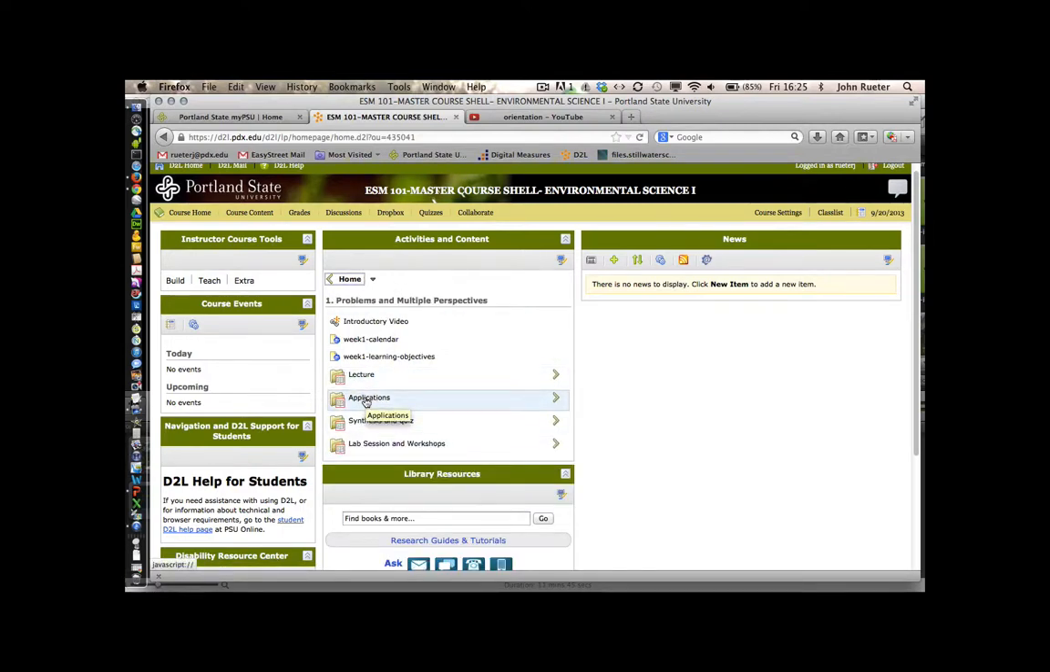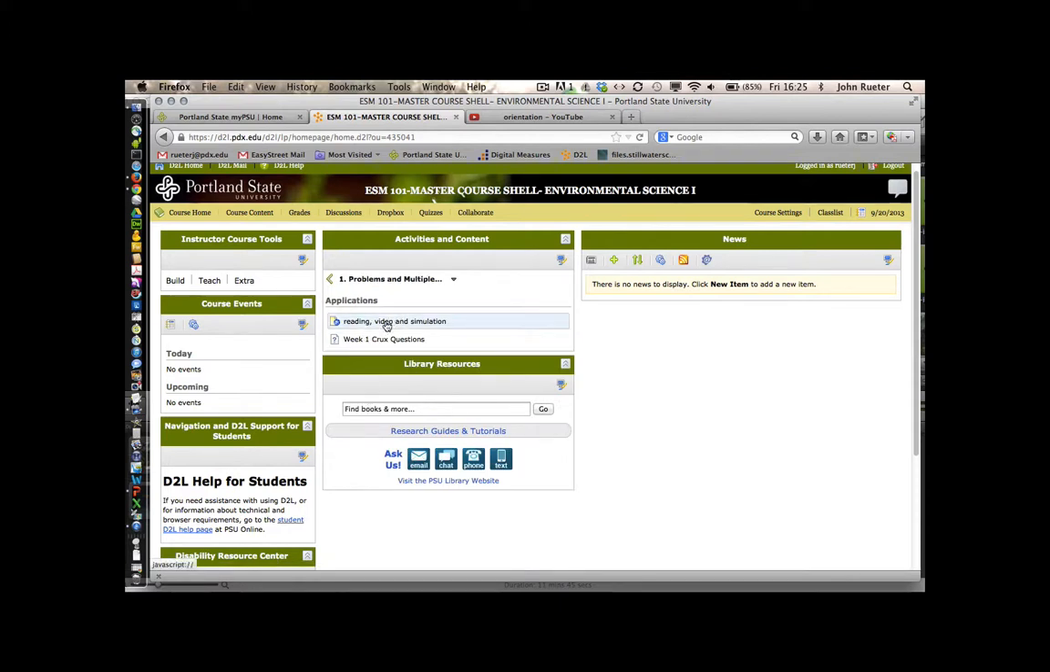The next section is the application. In the application, there is a set of readings from Wikipedia or Encyclopedia of Earth, some videos such as a TED Talk, and a simulation that will help you understand complex systems. And at the end of this, there's the week 1 crux question, and every week this crux question is the most important assignment. It is to put together what you learned from the textbook on approaches to problems and the actual descriptions of problems that we saw in the Wikipedia and TED Talk.